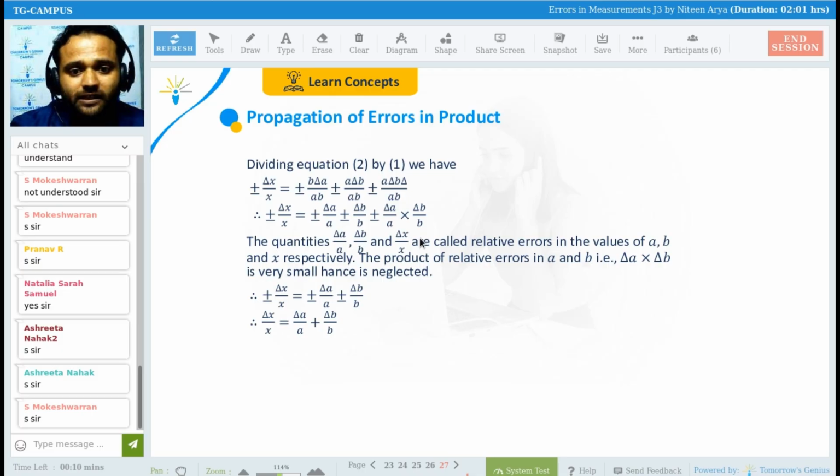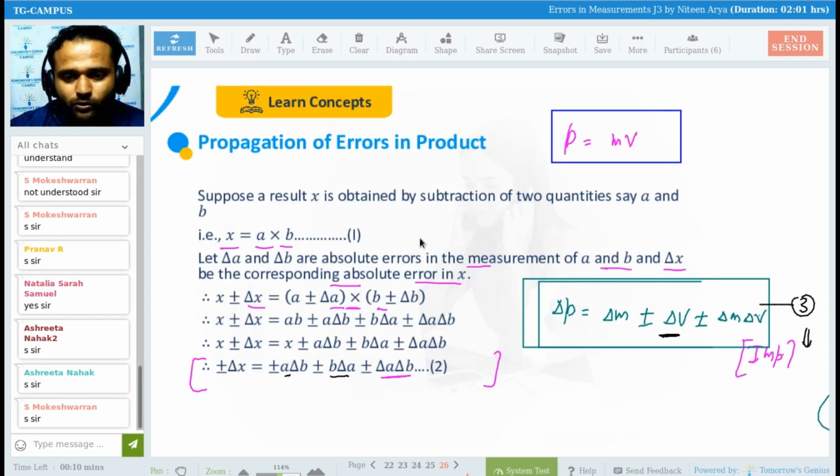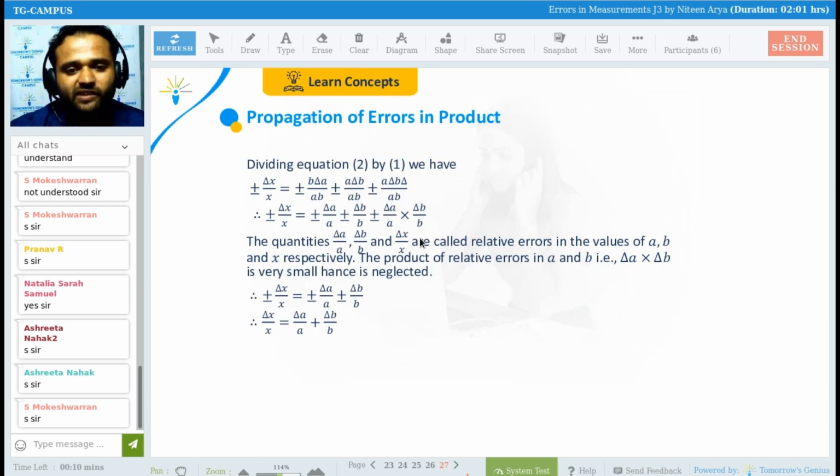Continue through this: dividing equation 2 by 1, where this is your equation 1 and this is your equation number 2, for a particular physical quantity, for example momentum. Okay, let me highlight. So dividing equation 2 by 1 to get the relative error in this particular momentum, del P by P, this is del B into del A upon AB plus minus A into del B upon AB, and this del A into del B divided by AB.